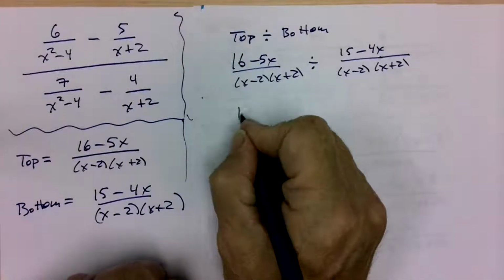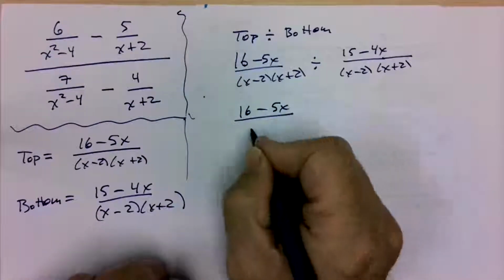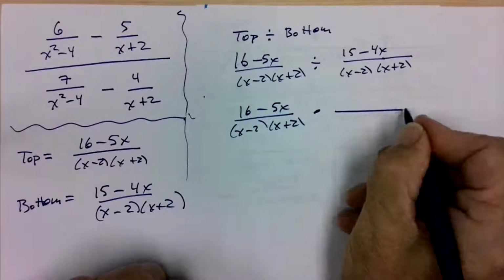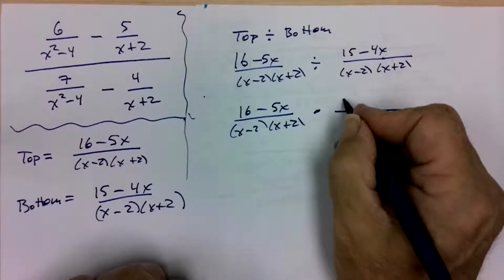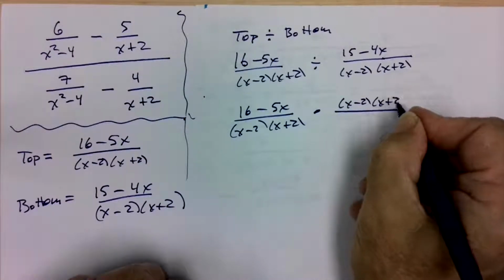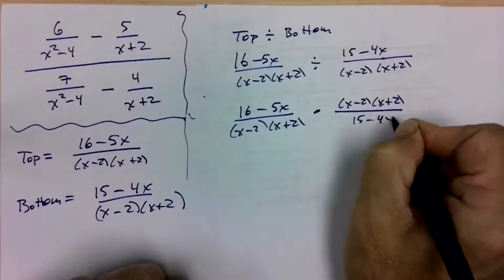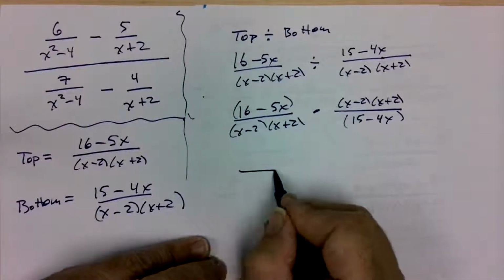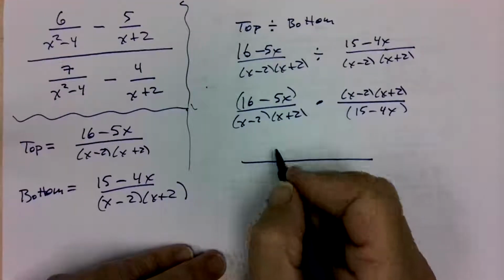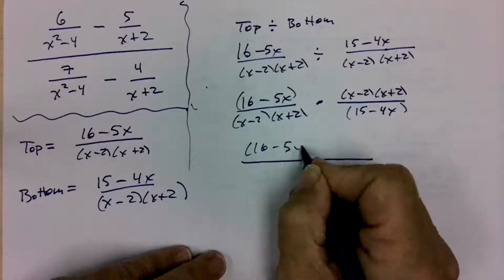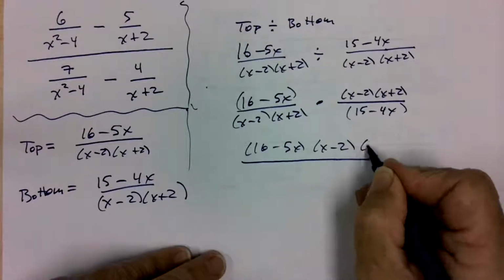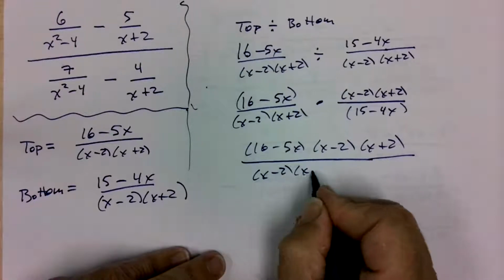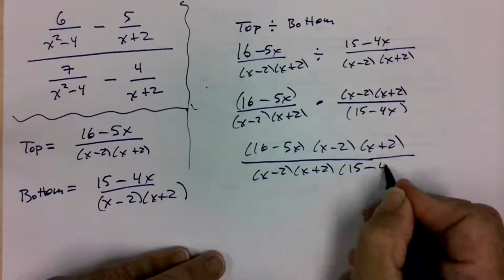Let's change that to multiplication. 16 minus 5x over x minus 2, x plus 2 times, take the reciprocal of the next fraction, x minus 2, x plus 2 over 15 minus 4x. This is a binomial, put it in parentheses for emphasis, as is that. Write everything as a single fraction and look to see what divides out. 16 minus 5x, x minus 2, x plus 2 over x minus 2, x plus 2, 15 minus 4x.